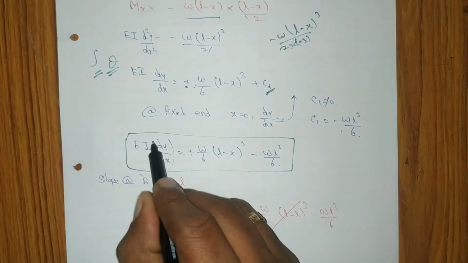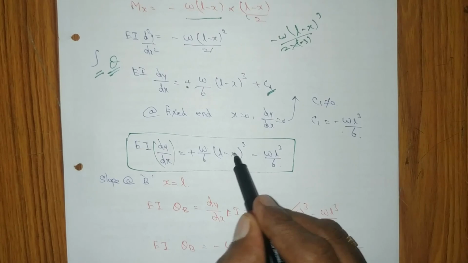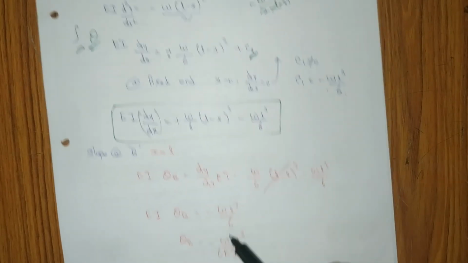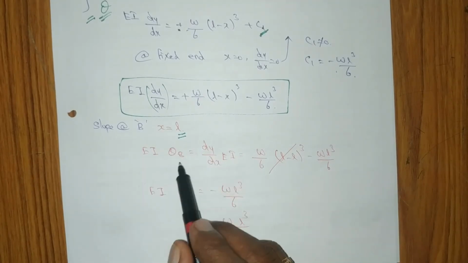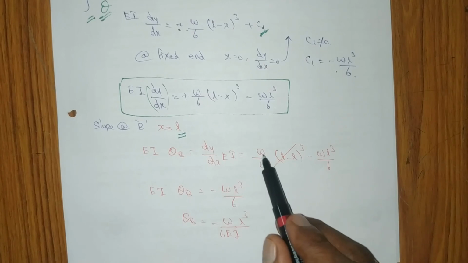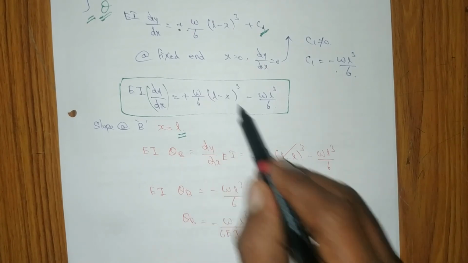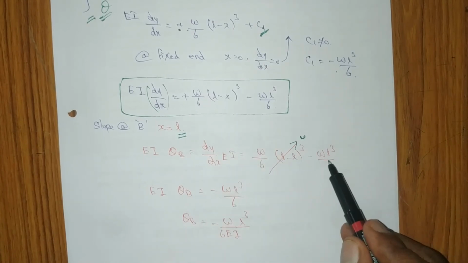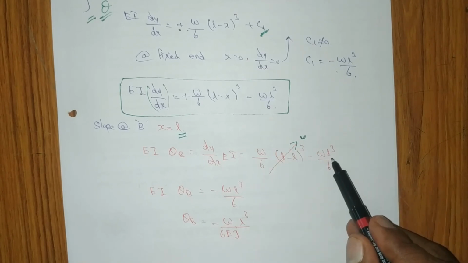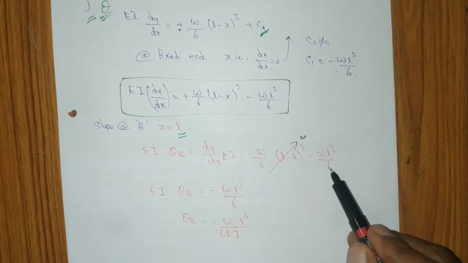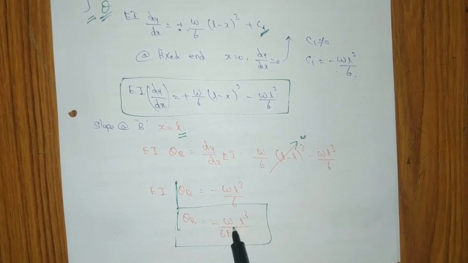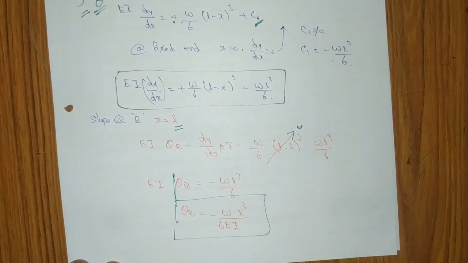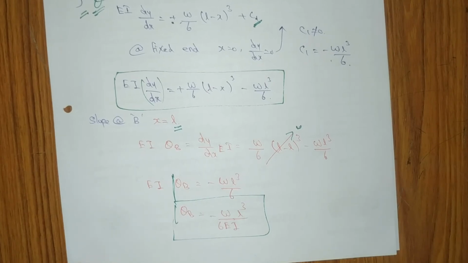Now we have the slope equation. What is x? We apply x and get the final value. The total length of the entire beam is L, so you apply x equals L to this equation. EI theta_B equals dy by dx equals W by 6 into (L minus L) cubed, and that term will be 0. The remaining term is W L cubed by 6. So theta will be minus W L cubed by 6 EI for the cantilever beam with UDL.